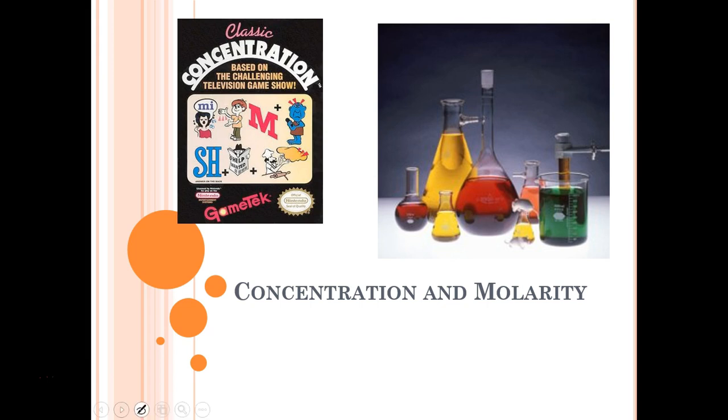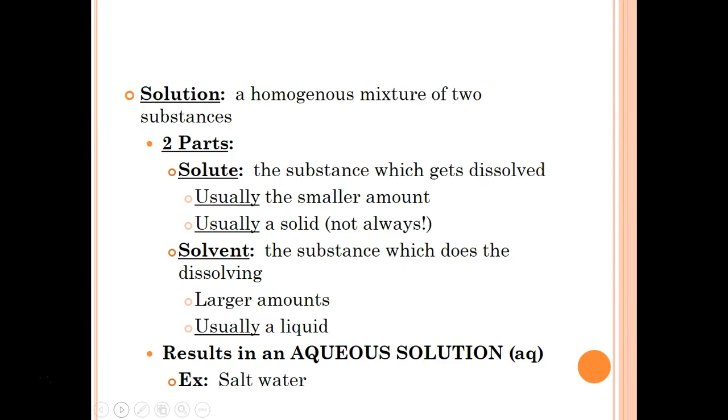So before we can move too far, we first have to review a little bit about what a solution is. A solution, if you recall, is a homogeneous mixture of two substances, typically made out of two parts. You have your solute, which is the part that's going to be getting dissolved, and that's usually the one that has the smaller amount to it. And then you have the solvent, and this is the thing that's going to do the dissolving. In our class, the solute will almost always be a solid, although it could also be a liquid or a gas. And for our solvent, we will usually be using water because water is considered the universal solvent.